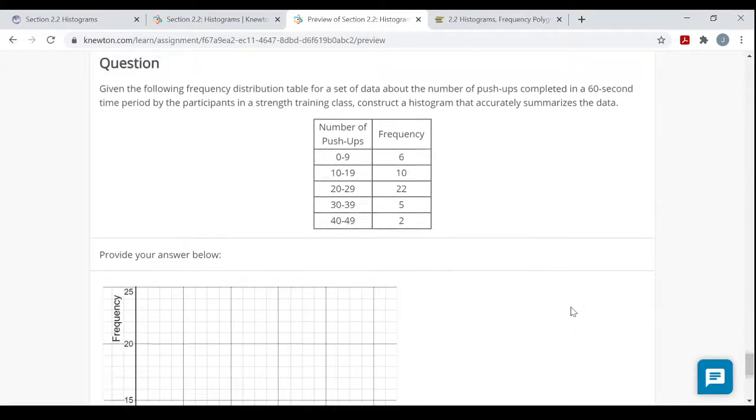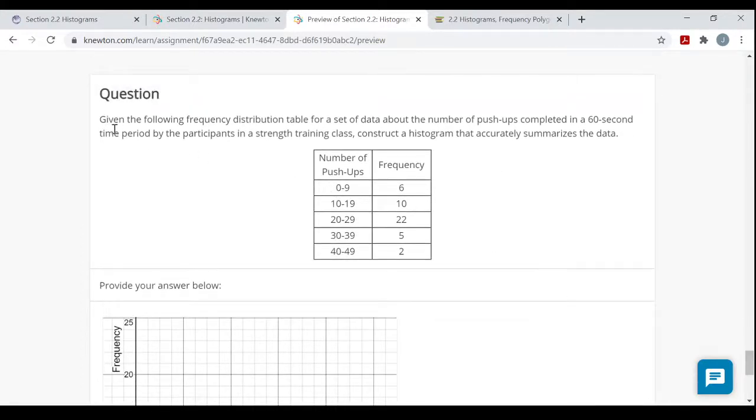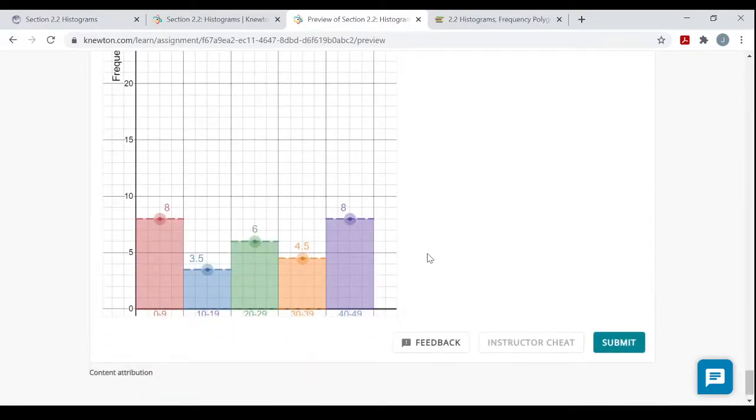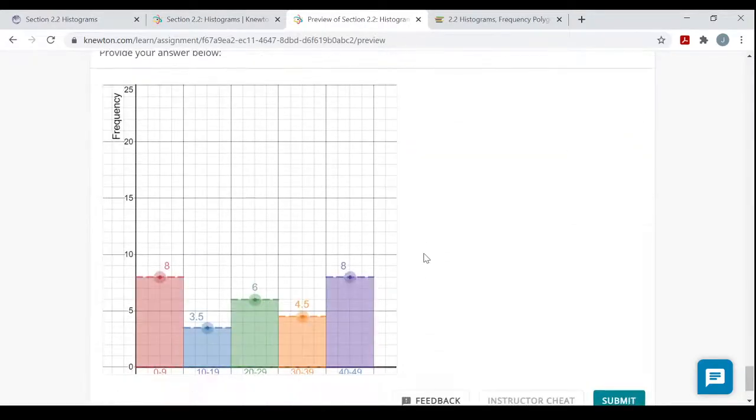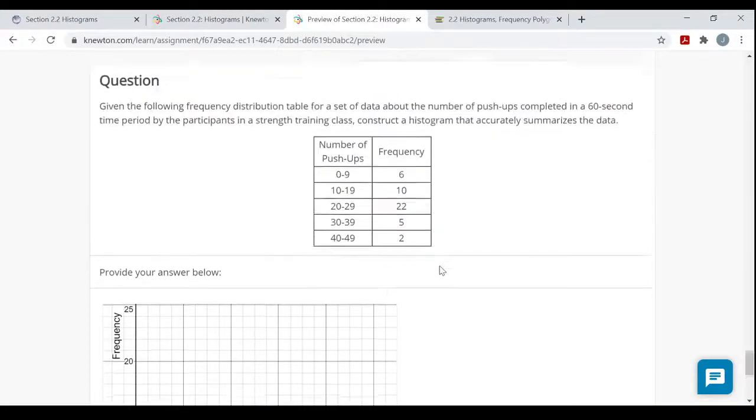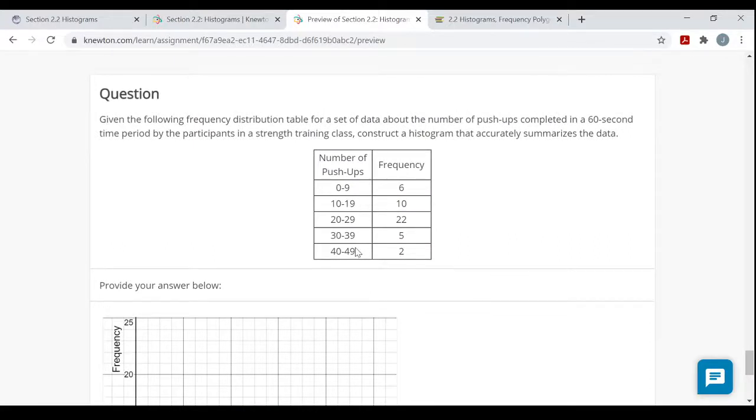So another one related to this. Okay, so here, given the following frequency distribution table for a set of data about the number of push-ups completed in a 60-second time period by the participants in a strength training class, construct a histogram that accurately summarizes the data. All right, so again, I'll do this how I would make one of these by hand. And then down here is just one of those where you just kind of move the dots around to create bars. All right, so here's how I would make one of these by hand.